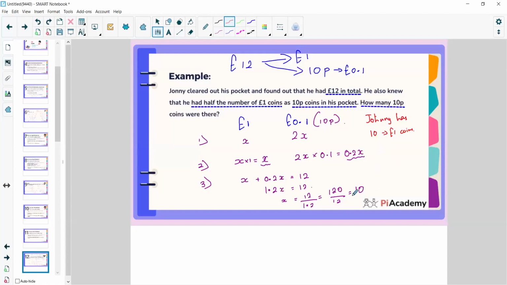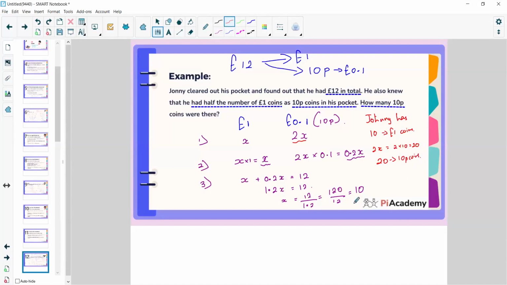Two 10p coins? Is it 2? Are you sure? Because the value is 2x. So it has 2 times 10 actually. Our value of x is 10. So 2x would be how much? 2 times 10, which is 20. So Johnny has 10 1-pound coins and he has 20 10p coins.